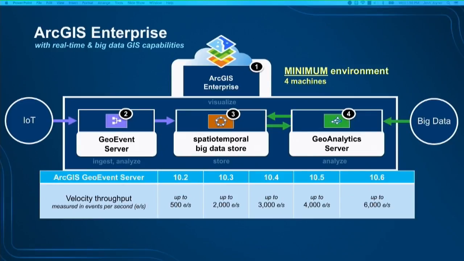Both of those can work off the same data sets within the spatiotemporal big data store. Now, the scaling story within GeoEvent specifically has improved with every release of GeoEvent Server. Starting with the 10.2 release, we were able to bring in about 500 events a second, compared to the new 10.6 release that came out back in January. It now supports up to 6,000 events per second per instance of GeoEvent Server.